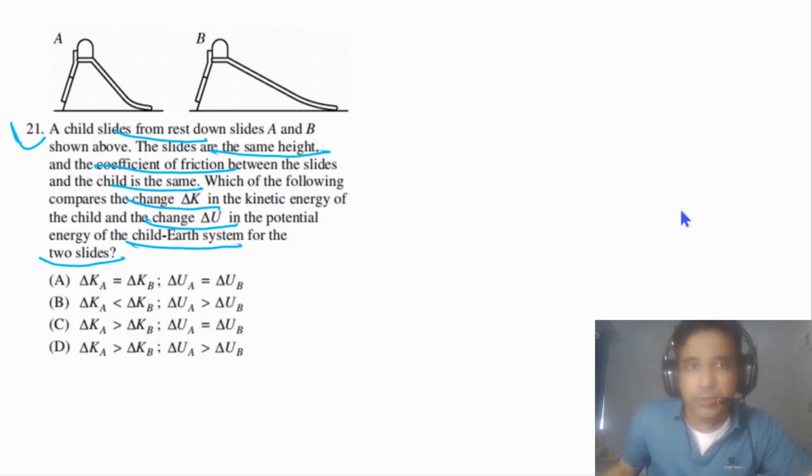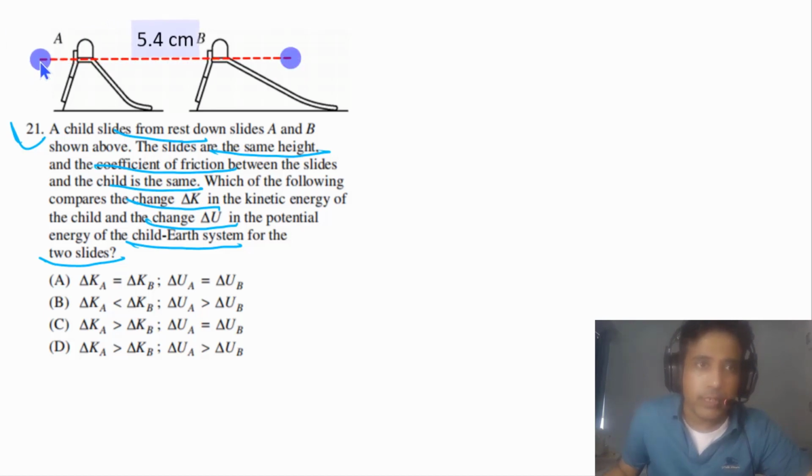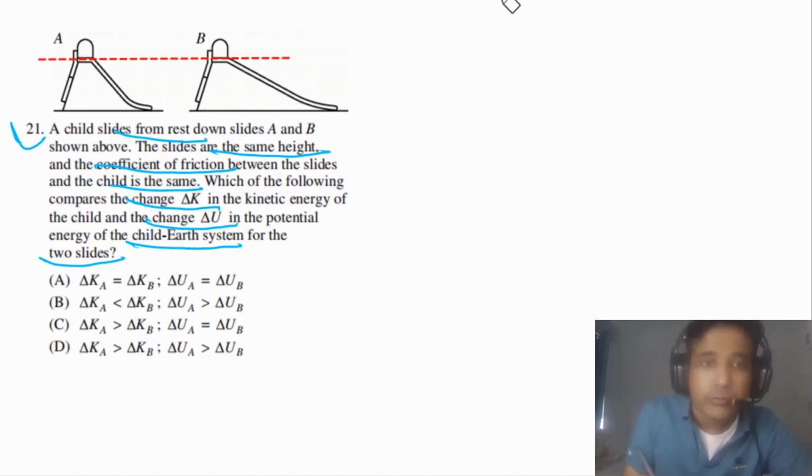Now let me explain this question in detail. If you want to understand this whole concept in detail, you can see here these two slides have the same initial height. Now we will use conservation of energy.